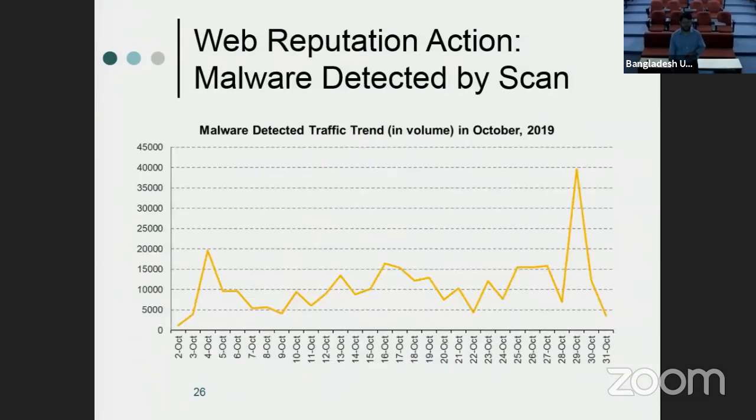So this is a little bit of detail on malware detected. This is from October, by second scanning. In October, at most we detected 40,000 in one day after the second scan.